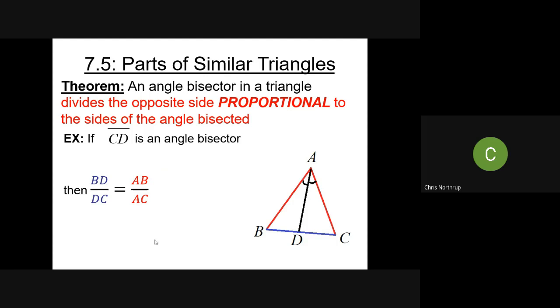So this one's just a little bit different. It's different because you actually don't make two similar triangles. There's kind of a tricky proof that goes along with this one. I might show you all in class, but it gives us more proportions we can set up to find missing measurements. That's pretty much it for section 7.5.